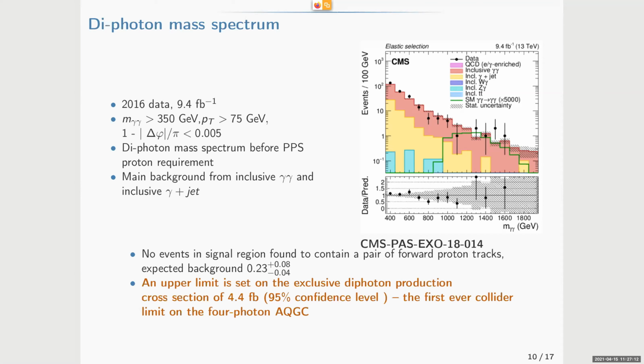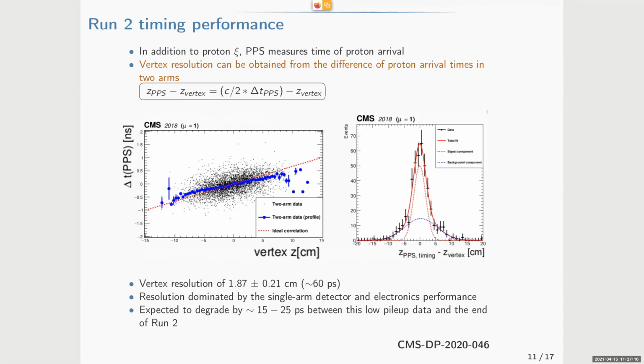All right. A bit more technical topic, the last one. It's about Run 2 timing performance. In addition to measuring proton xi momentum loss, PPS is also able to derive a measurement of proton time of arrival. This is a great variable because one can compare the predicted vertex position from the time of arrival of the proton to the traditional CMS vertex position measurement just from the tracking.